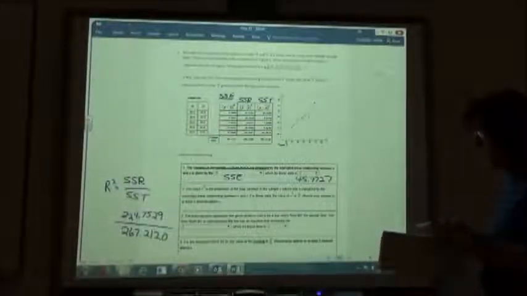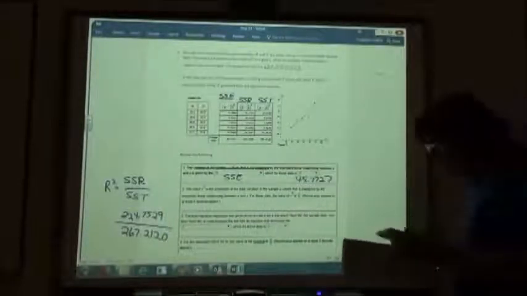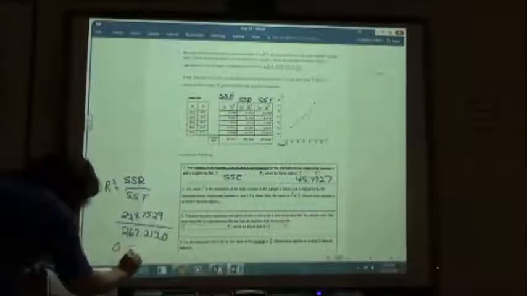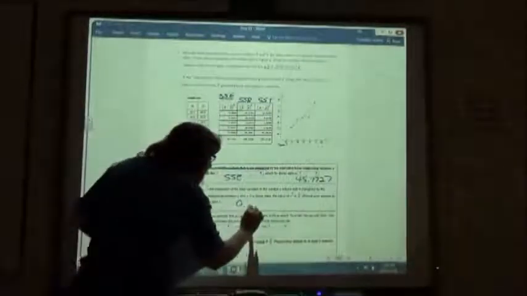So, 224.7529 divided by 267.2120 gives me an answer of 0.8411, so forth and so on. But we know we only need to round it to 2 decimal places. So if we round that off to 2 decimal places, 0.84 is going to be what our r squared number is.